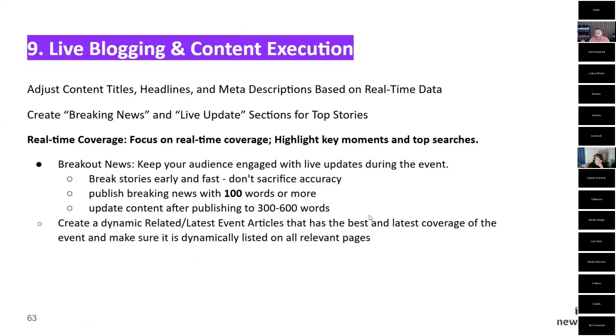For real-time coverage, the most important thing is you need accurate and fast publishing. If you have 100 words, publish. And then go back and update the rest of the story. Don't wait for the perfect story, 2,000 words. It doesn't work this way. If you have a solid 100 words about something that just happened and it's important and accurate, publish it, and then go back and keep updating the story.